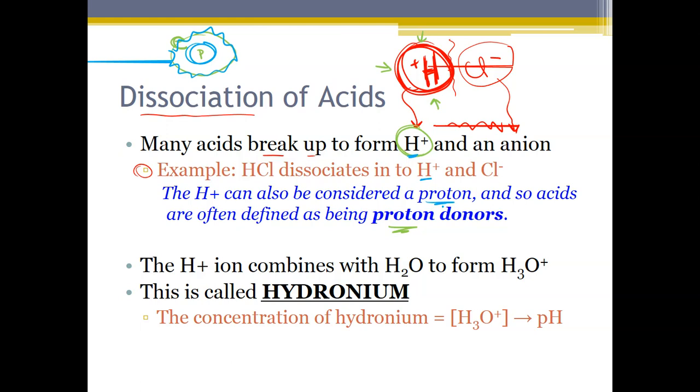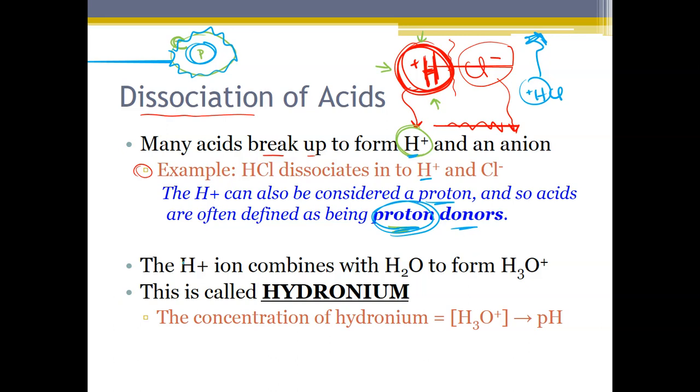And so we can think of H plus as hydrogen ions as also being protons, because that's really all it is. So we can also think about acids as being proton donors, because acids like HCl pop apart to donate to the world these hydrogen ions or protons. We can think about acids as being proton donors.